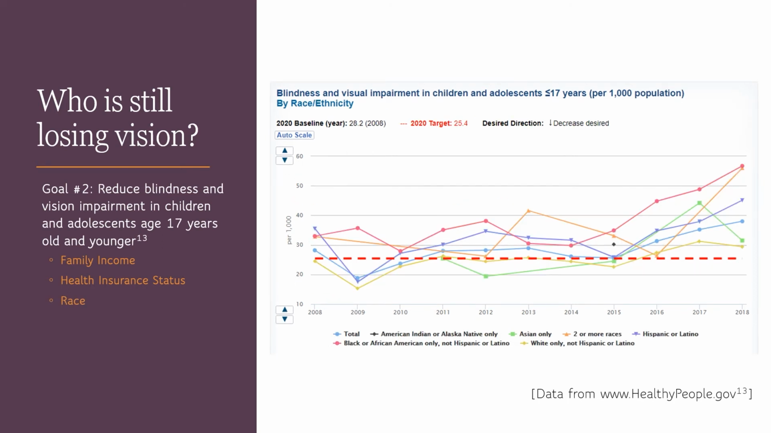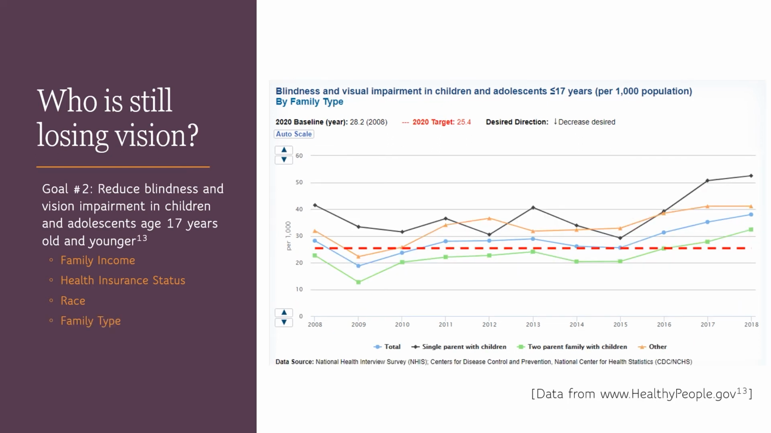Certain racial and ethnic groups are also more heavily impacted by visual impairment, with Black and African American patients reporting the highest rates of visual impairment, followed by Hispanic and Latino patients. Lastly, family structure also has an impact. Single-parent homes consistently report higher rates of visual impairment as compared to two-parent homes.